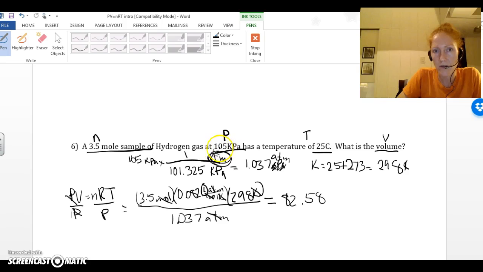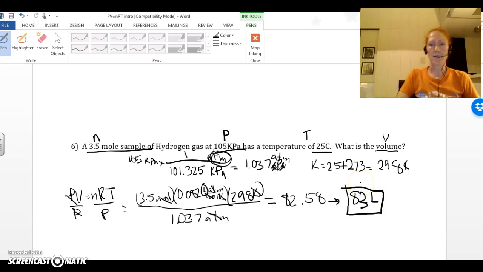Again, let's see, this has 3 measured places. This has 2. This one actually has 3. We're going to go to 2. So 83, since 2 is the smallest. We're limited to 2. Okay, 83. 83 liters is what you get.